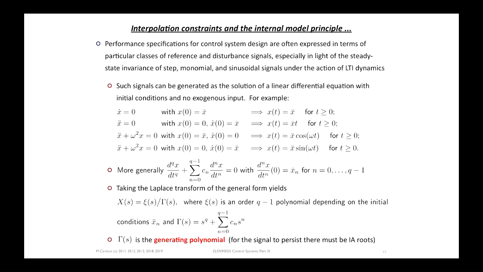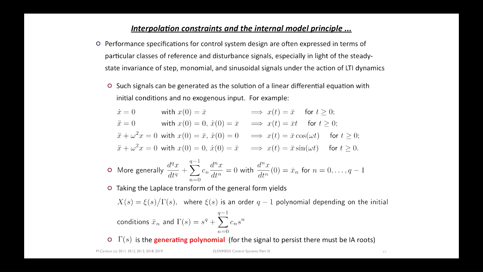All right? So let's think about how we can describe the sorts of signals that I mentioned: steps, monomial signals, so things like ramps, or just a quadratic signal or a cubic signal, or sinusoidal signals, right? Well, we can describe such signals in terms of the solution of an autonomous ordinary differential equation, right? So the solution to this differential equation with an initial condition x bar, right, is a step of magnitude x bar, okay?